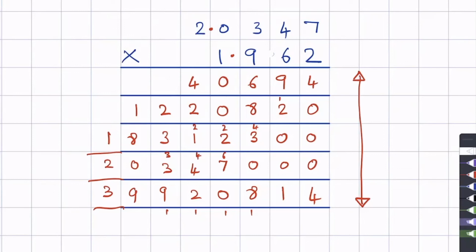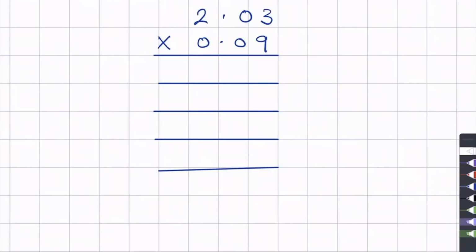And this time I add how many digits there are after the decimal point. 1, 2, 3, 4, 5, 6, 7. I go back 1, 2, 3, 4, 5, 6, 7. And my decimal point goes there. So the answer is 3.9920814.